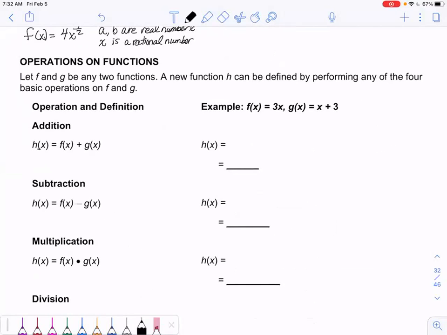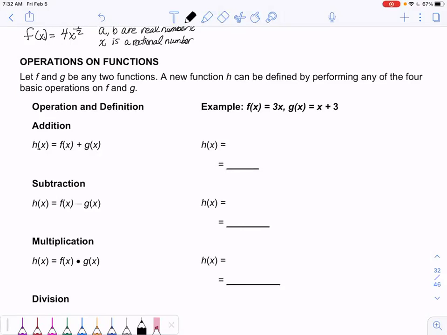So pretty much between first, second, and third grade, you learn to add, subtract, multiply, and divide. Those are the four basic operations of math. I mean, anything that you do in math usually contains one of those four operations. So we are going to now take two functions and perform those operations with the functions to create a new function, and it's being called h. So h just represents a new equation or function that we created.